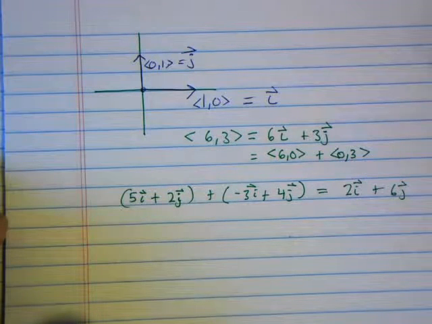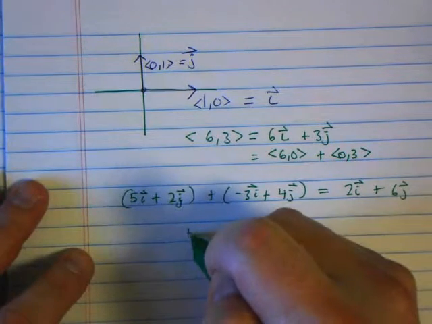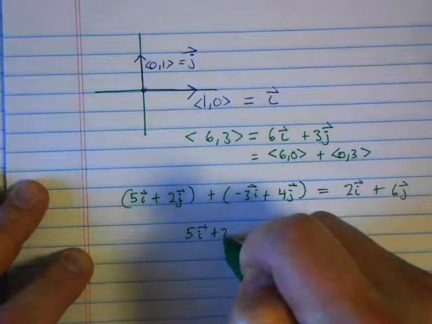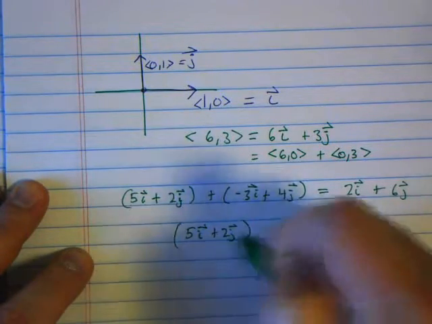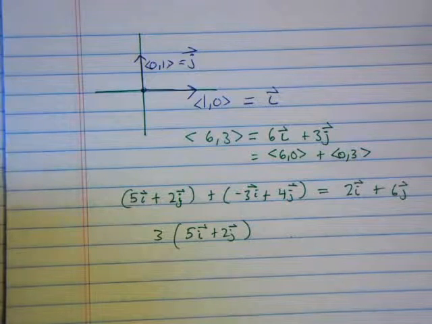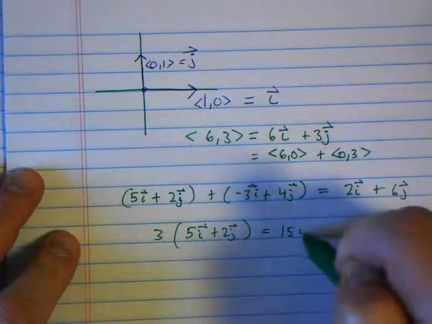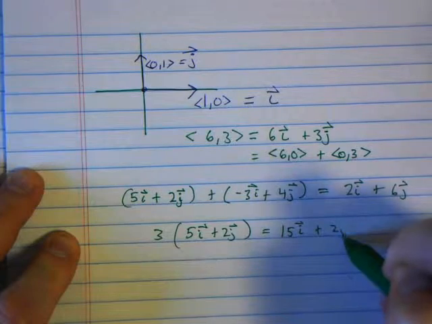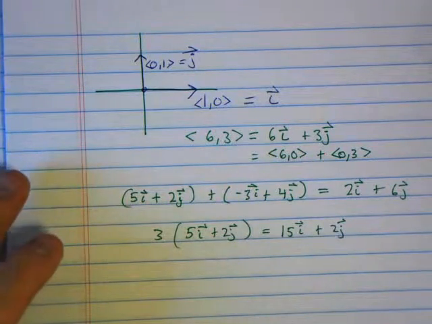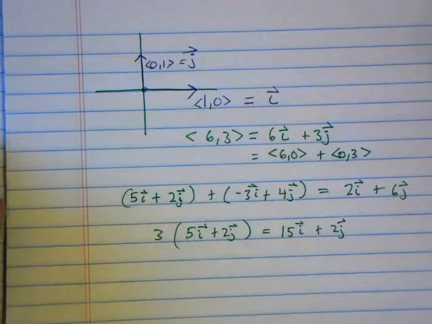How would you subtract two vectors that are in ij form? Same way, just subtract them. What if I asked you to take the vector 5i plus 2j and multiply it by 3? Just distribute. That's right. How would you multiply two of them the same way? How would I multiply two vectors? Oh, that's a great question.